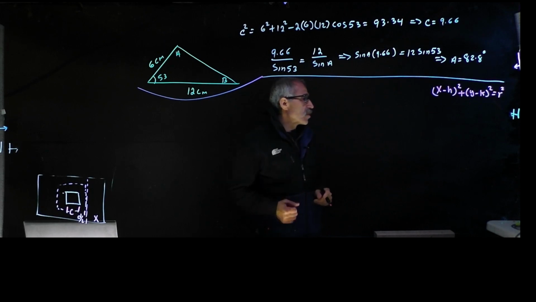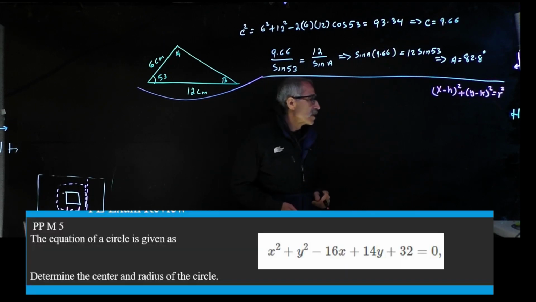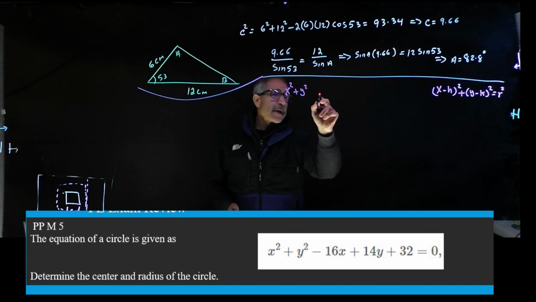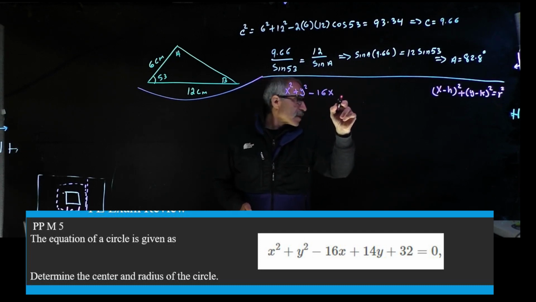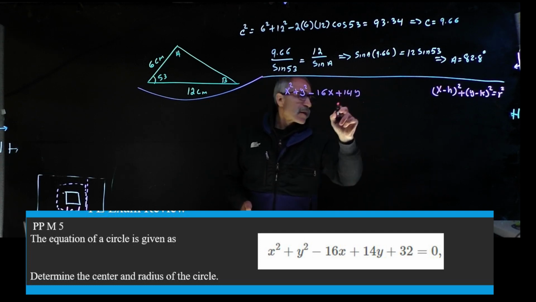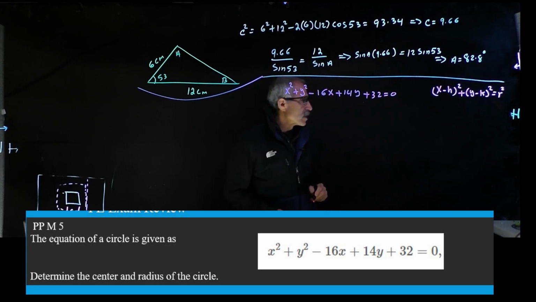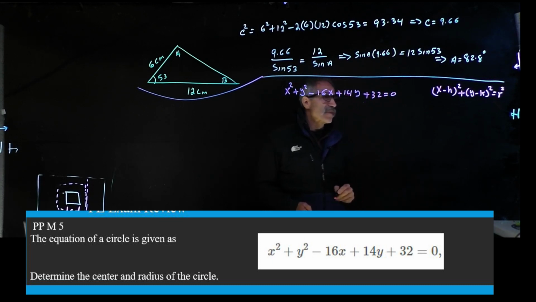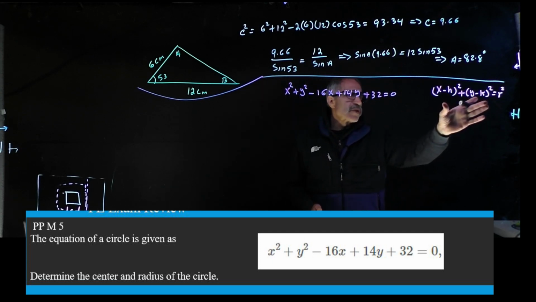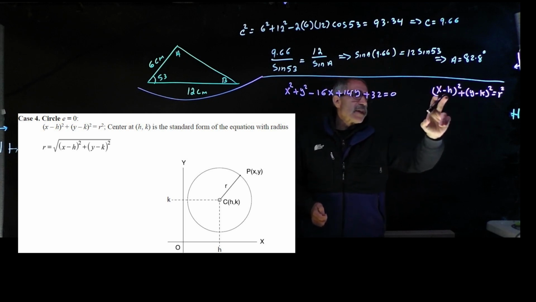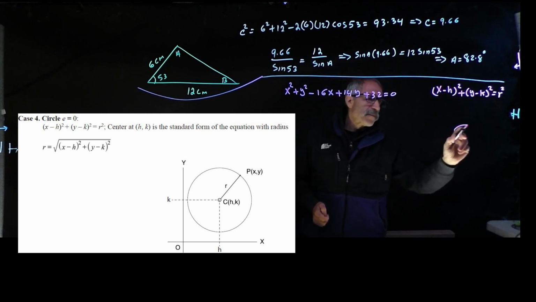Okay, next problem says that the equation of the circle is given by x squared plus y squared minus 16x plus 14y plus 32 is equal to 0. They want to know what is the center and radius of the circle. This is the equation of the circle, okay? So we're going to make this look like this. This h and k become your x and y, and then the radius is radius.